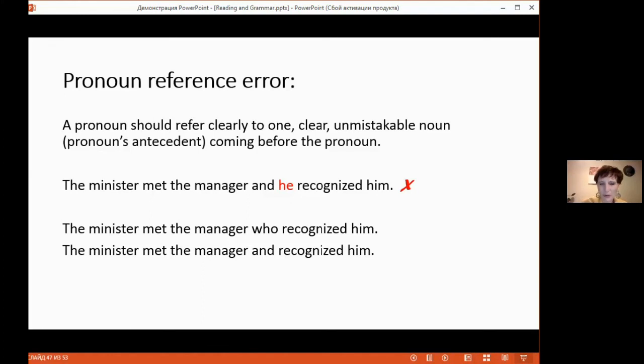So, of course, this mistake is very, very crucial because it stops communication. It presents a difficulty for understanding the text, and this is something we need to avoid at all cost. And of course, this is something we need to support in our students' texts and obviously in our own, and also try to teach them to not make such mistakes at all.